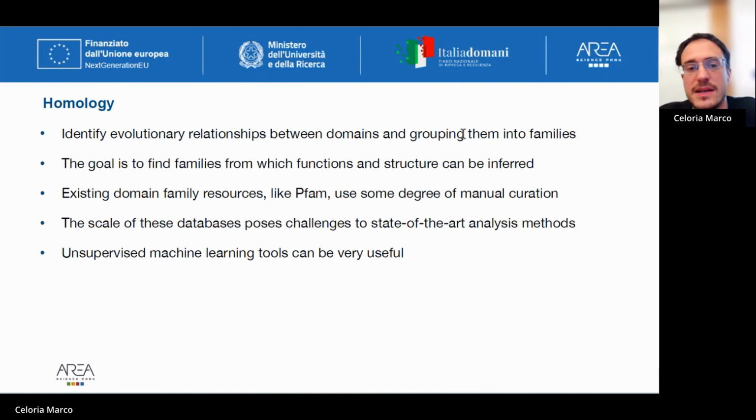There are expertly curated family databases and resources like PFAM, but the problem here is that we know millions of proteins and we cannot think of having manually created databases for such huge protein databases. And for this reason, unsupervised machine learning tools can be very useful.